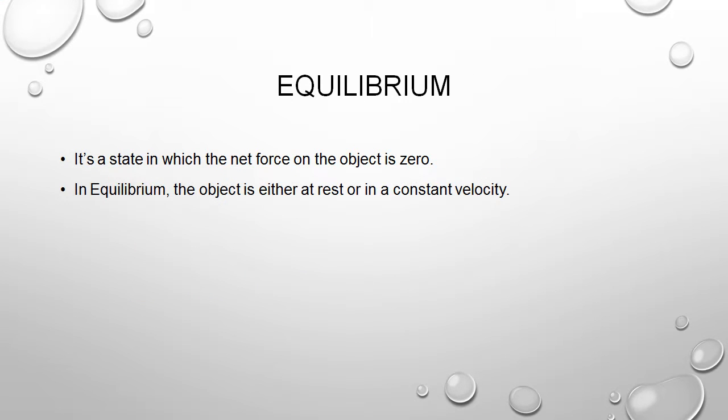So what is equilibrium? Well, equilibrium is a state in which the net force being applied on the object is zero. In an equilibrium scenario, the object is either at rest or at a constant velocity. It will not be accelerating.